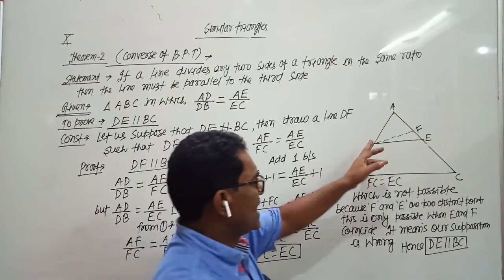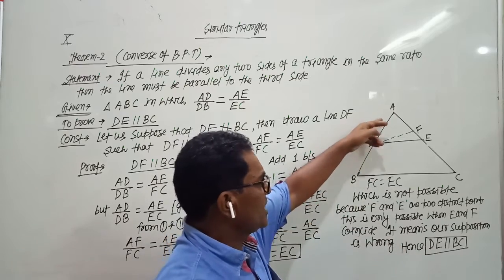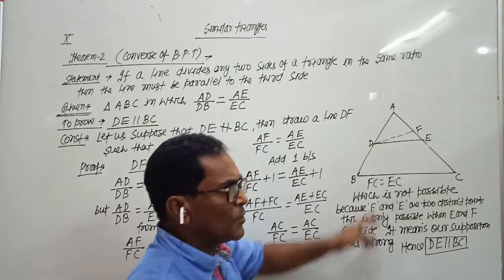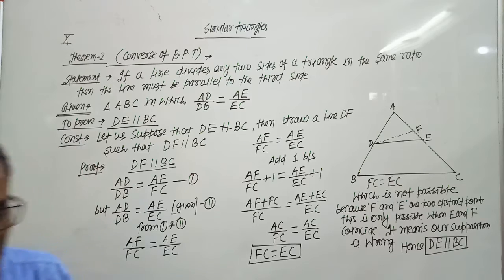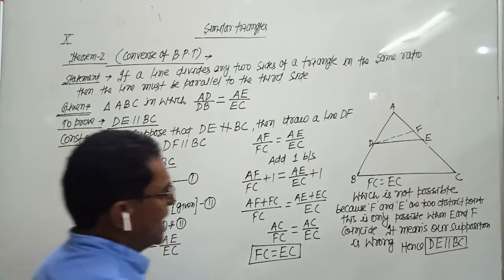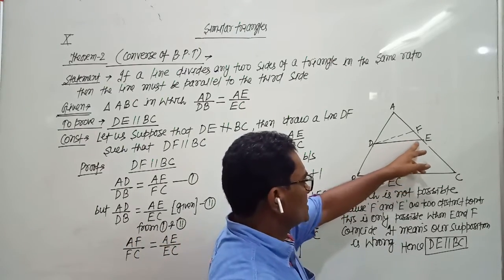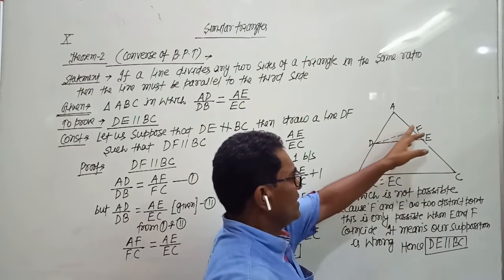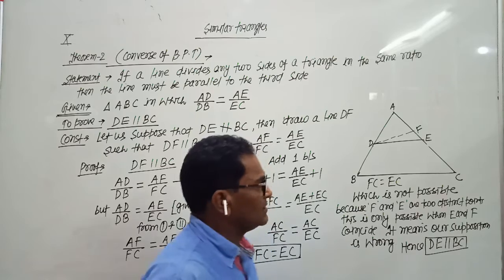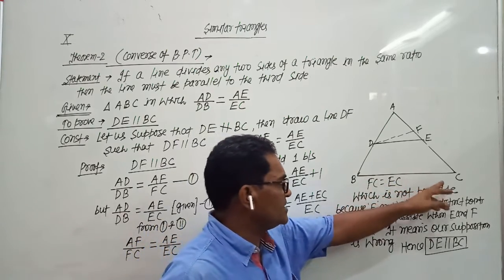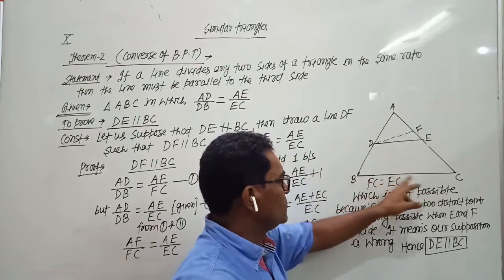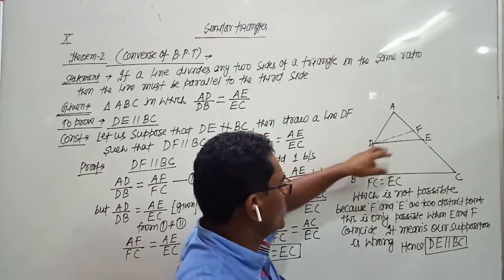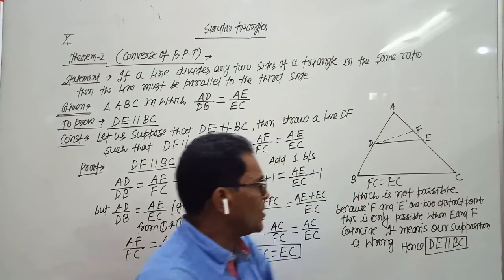We are given triangle ABC and that the sides are in proportion, meaning AD upon DB equals AE upon EC, and we have to prove that DE is parallel to BC. So we suppose that DE is not parallel to BC, and we construct DF parallel to BC. If DF is parallel to BC, then AD upon DB equals AF upon FC.